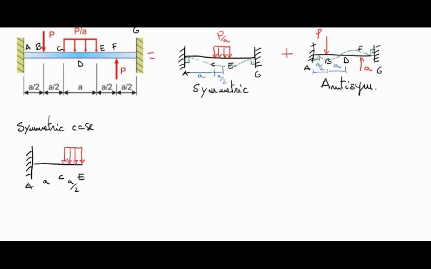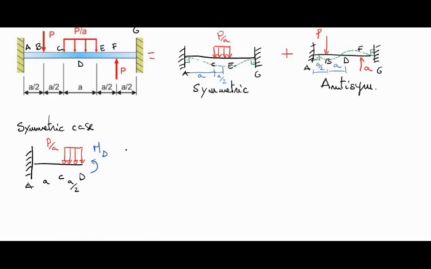Okay, P over A. And then when we cut the cross-section, we have to write the internal moments and internal forces. In this case, we have a bending moment that is M sub D. This cross-section is not E, it is cross-section D, in the plane of symmetry.